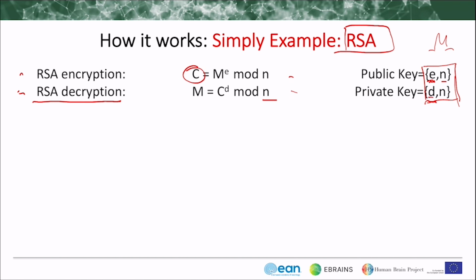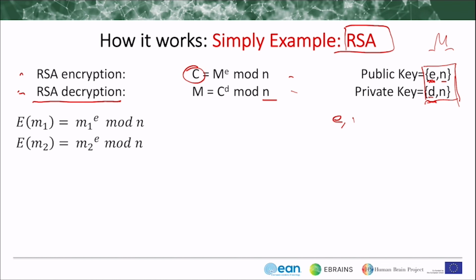So let's see if RSA is homomorphic. Let's consider two messages, message 1 and message 2, and we want to encrypt them using the same key. The same key means that we are using the same N and the same E. The encryption of message 1 is computed as M1 up to E mod N, and the encryption of message 2 is computed as M2 up to E mod N.